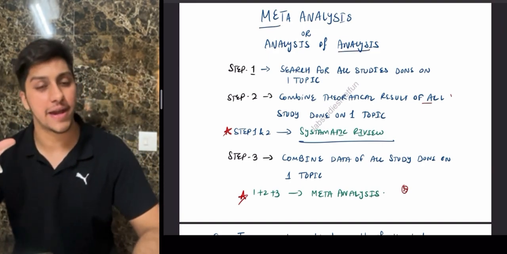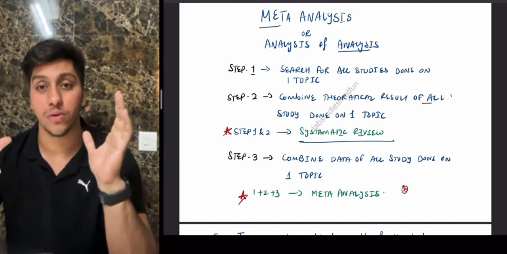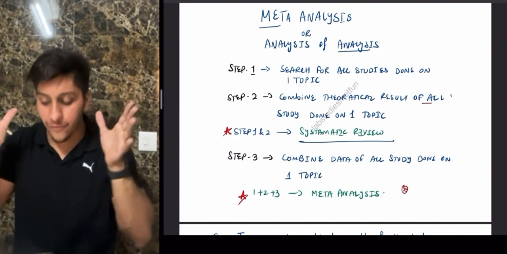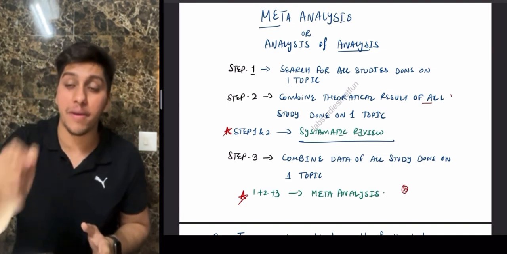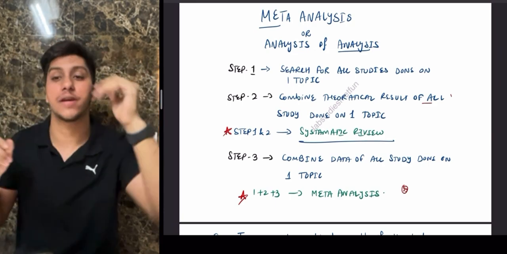When you just analyze the first time, when you found data and then combined it, that was just one thing, that is systemic review. But when you combine again and get a final conclusion, that is known as meta-analysis. That is why you notice that meta-analysis was the topmost, then came systemic review.